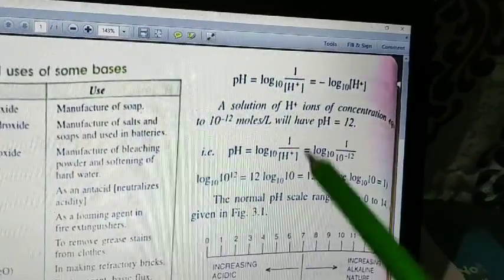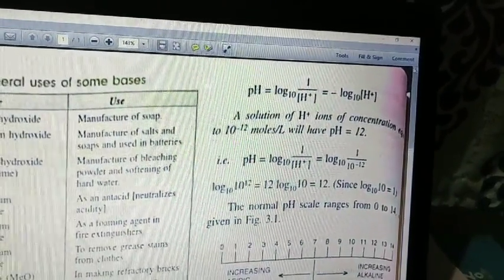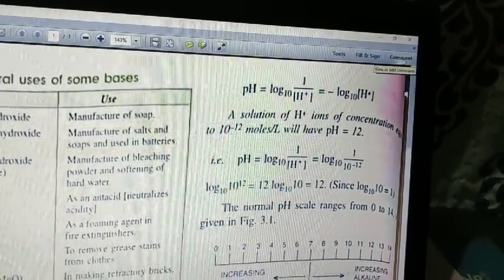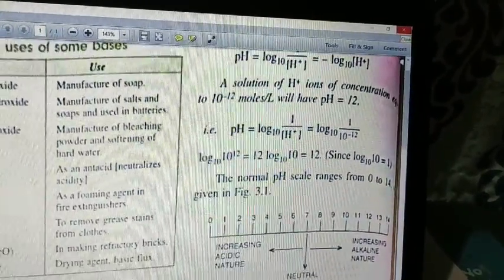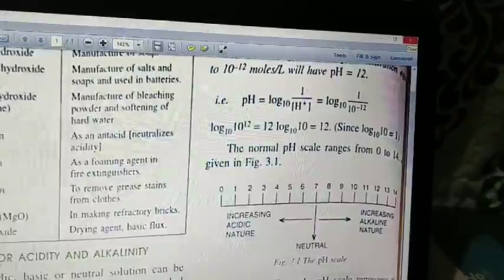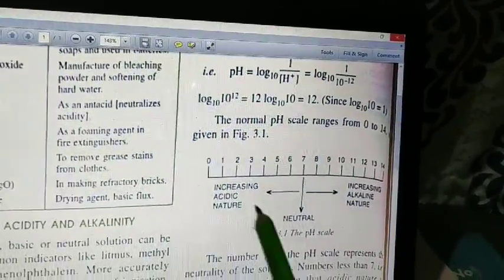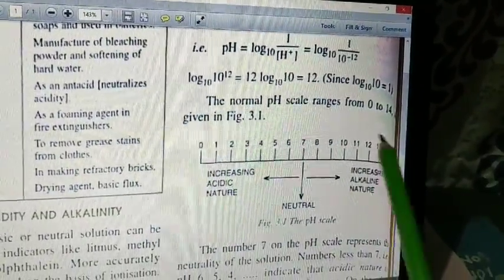So this is how we can calculate the pH of a given solution if the hydrogen ion concentration is given. Now the normal pH ranges from 0 to 14. It has got the value from 0 to 14. So you can see the pH scale over here, it ranges from 0 to 14.